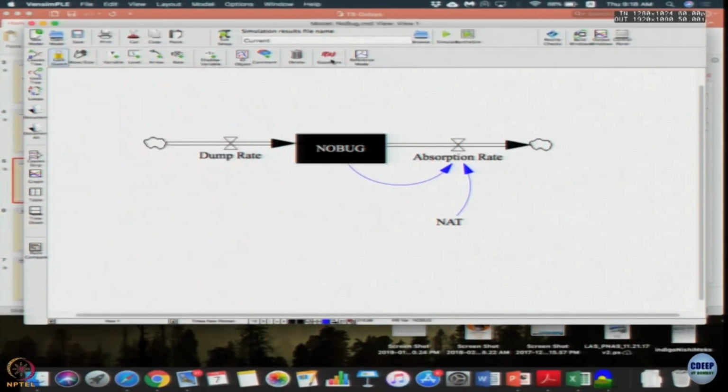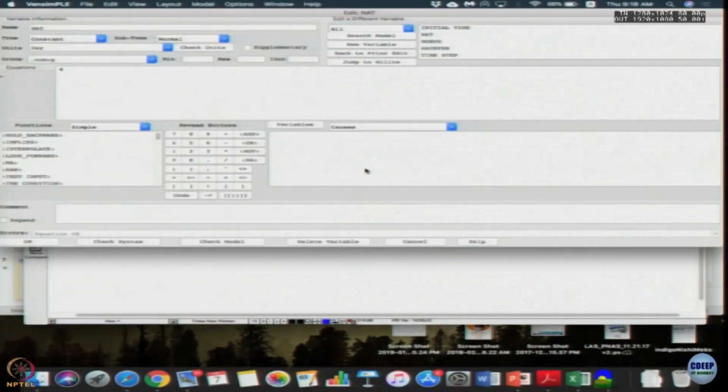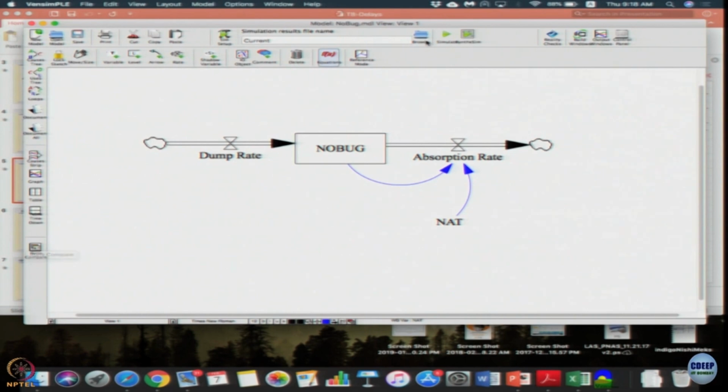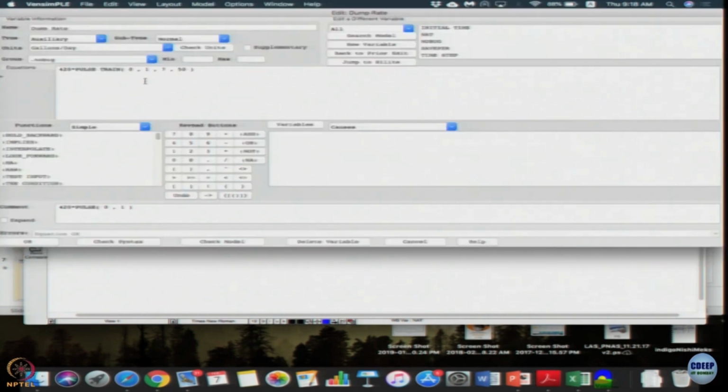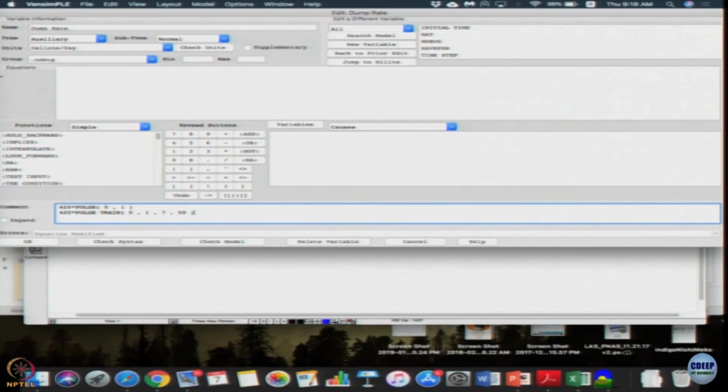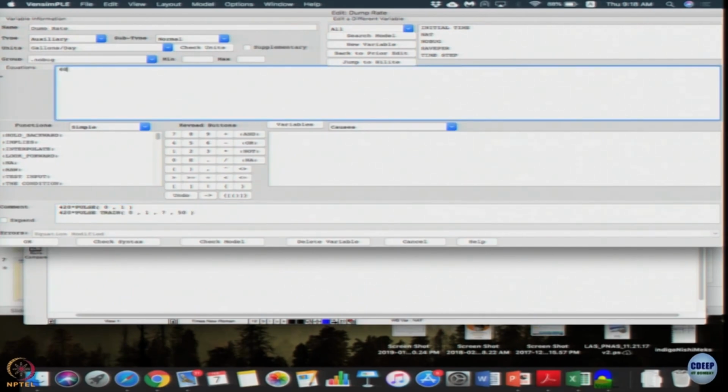So, I am going to go back and take the natural absorption time back to 2. In the 2 case it came up and then went down very consistently, a nice graph I got. Now, I go to the equation of dump rate. And we are doing 60 gallons a day, the time step is a day. So, I just write 60, it means every day it will be 60.